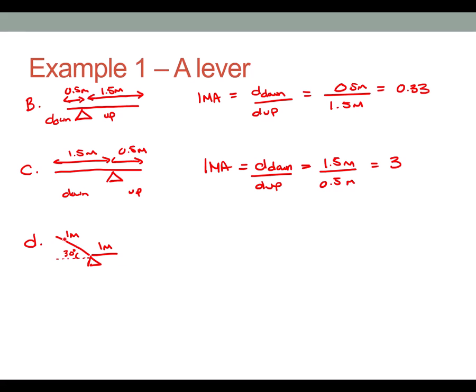Okay, so now the question is, what happens? Well, I'm still going to push this end down. This end's still going to go up. And they're still going to move similarly. But we got a small problem because this one's at an angle. So what am I going to do? Well, I'm going to redraw this lever. Leave that there. Going to make this 1 meter. And I'm going to call this a D effective. It's the effective length of that side of the lever.